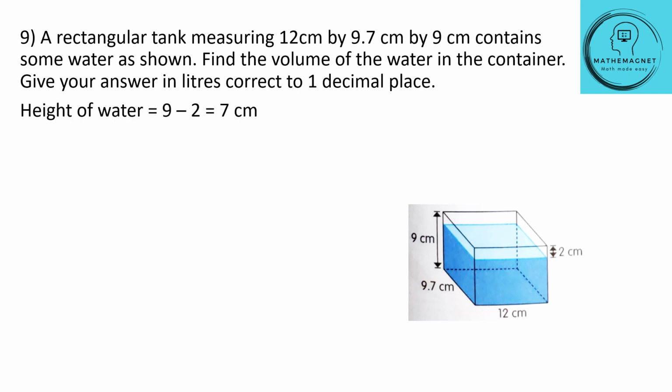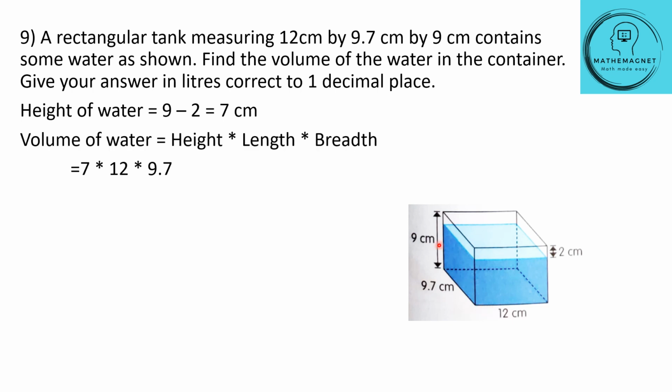Now to do that, first we will say the height of water will be, they have given here, the full height of the tank is 9 centimeters and the water's height is 2 centimeters less than the actual height. So it is actually height of the water is 7 centimeters. Now with the height of the water and the length and breadth, we can find the volume of water. So height into length into breadth, which is 7 into 12 into 9.7 is 814.8 centimeter cube of water is there in this container.